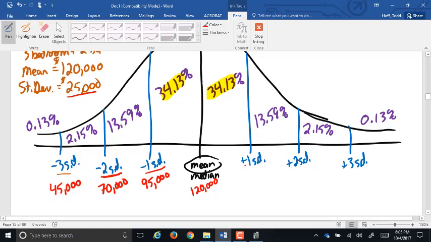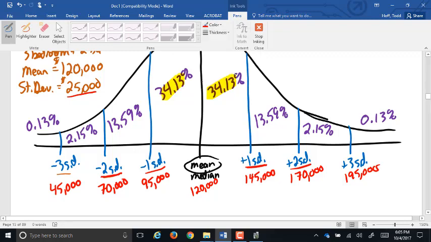Going the other way, above the mean, we add a standard deviation. So 120 plus 25 is $145,000. Another step, we add a second standard deviation. So 145 plus another 25 is 170,000. And then again, adding another 25, 170 plus 25 is 195,000.